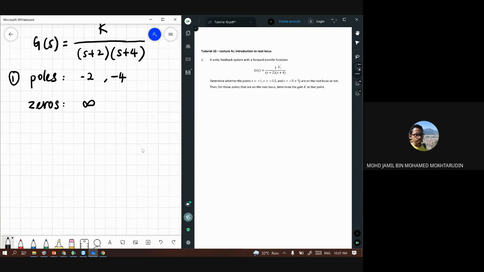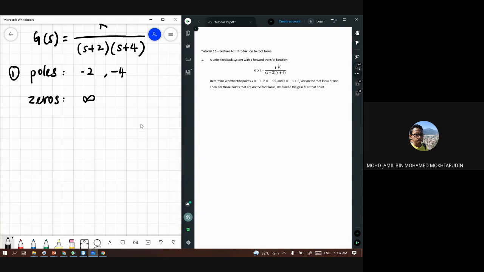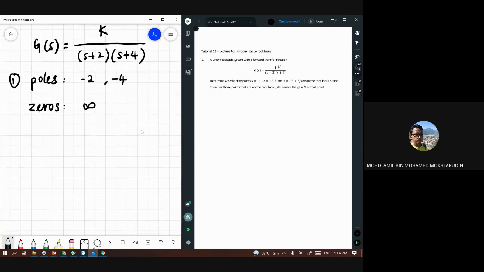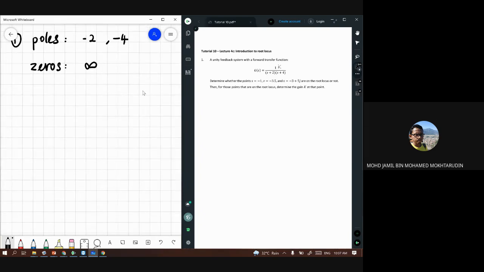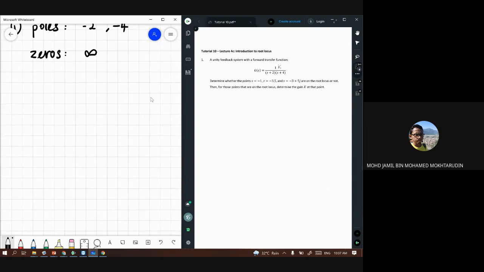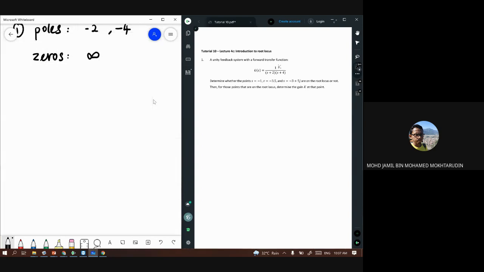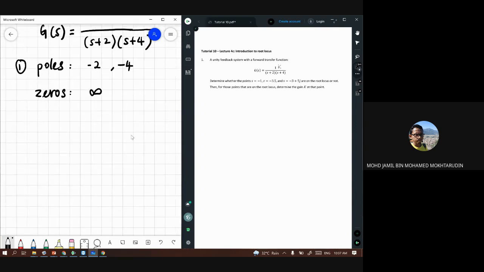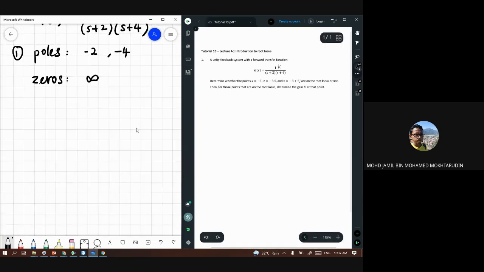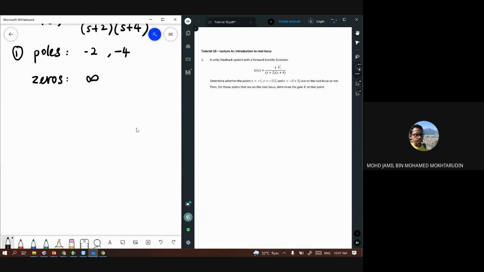Okay, not zeros equals 0. Okay, so the zero here is infinity. And then we can sketch these poles on the S-plane and also sketch the points of interest. So we start with the first point of interest. So we start with S equals minus 1.